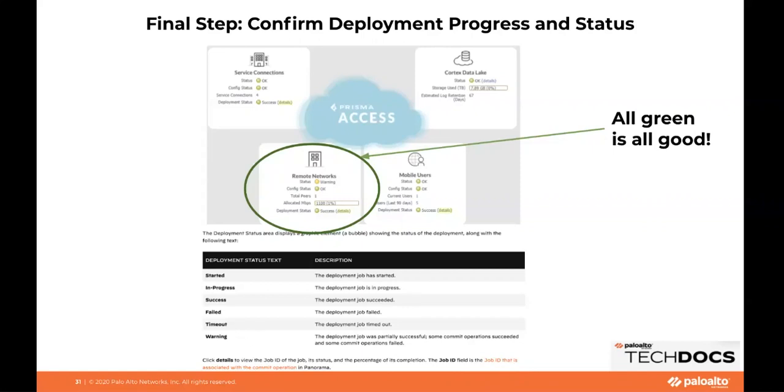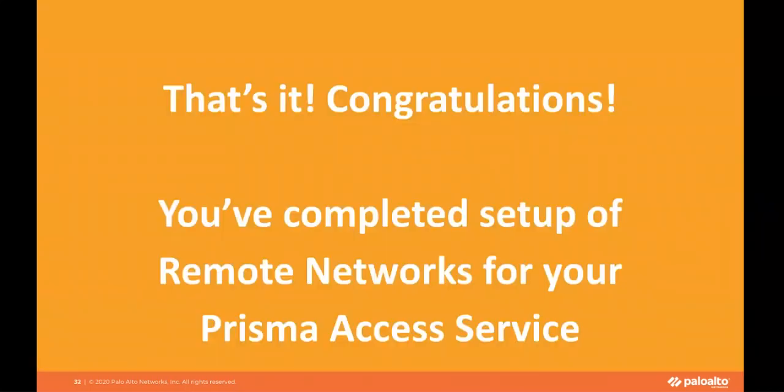If any status is showing a warning sign, it means that either there is some issue with the configurations, or it will show you the status as provisioning, which means that commits are still being performed to the cloud. And that's it. We have completed setup of remote networks for Prisma Access.